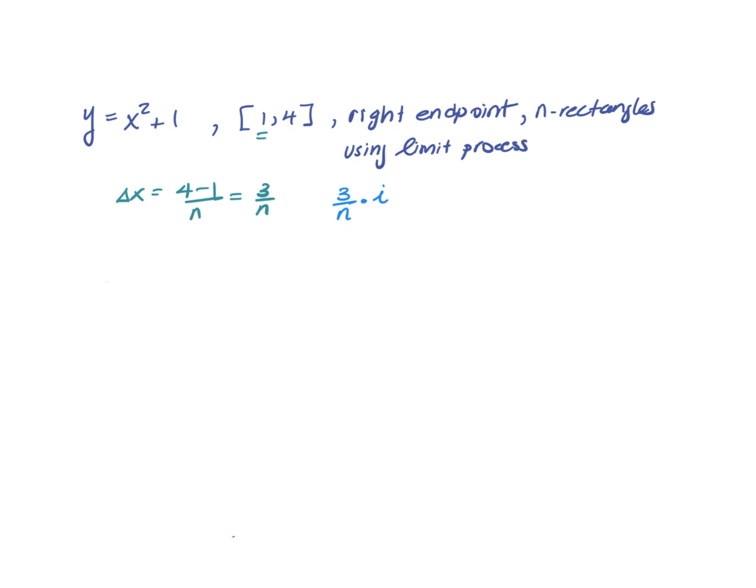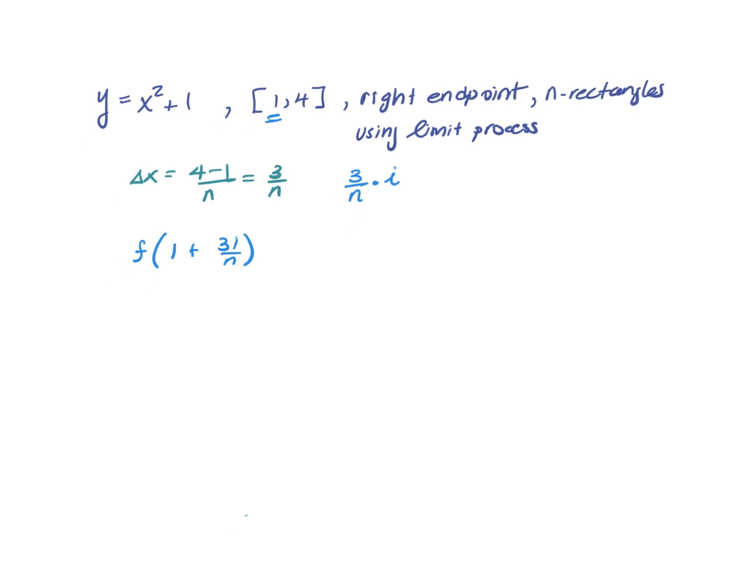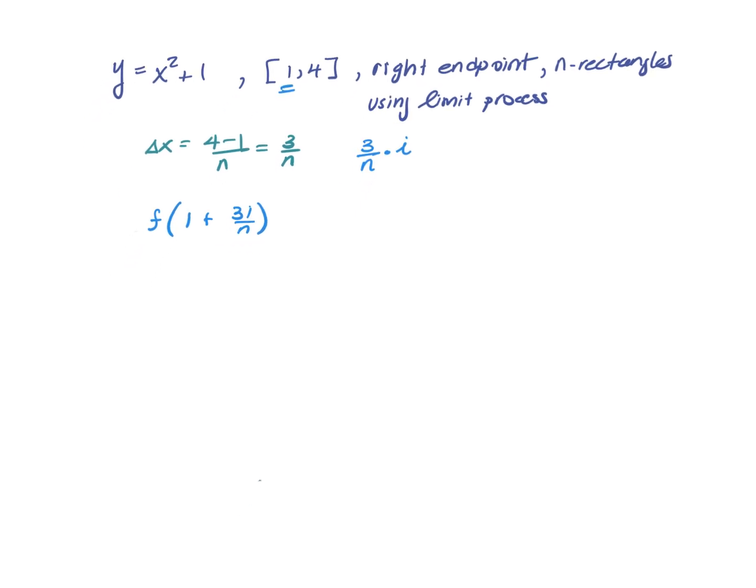But we're starting at 1, so for my height, it's going to be f of 1 plus 3I over n. So that's where you're starting from, and then you're adding on the 3I over n. All right, so putting it into the summation, we're going to get the limit as n goes to infinity. So it's I equals 1 to n, so it's your delta x, so 3 over n, and then times your height, f of 1 plus 3I over n.